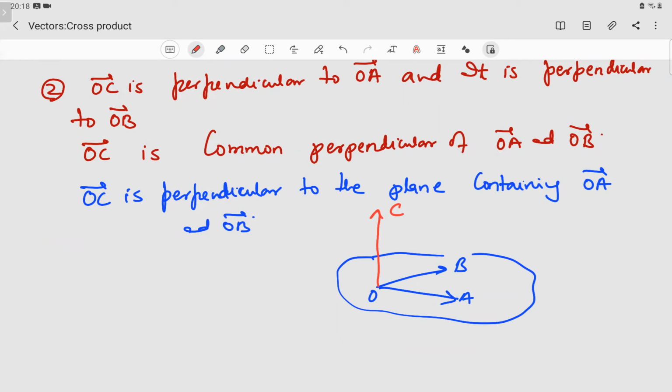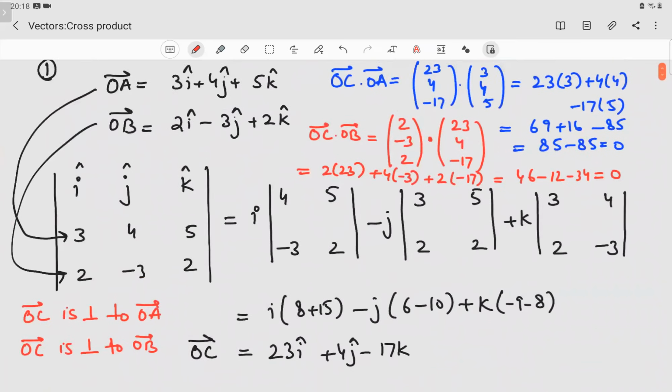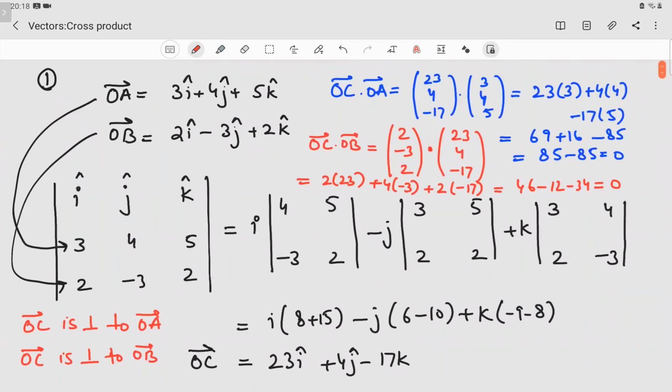OC is perpendicular to the plane containing OA and OB. So that means I have found a method by which I can find a common perpendicular, a perpendicular to the plane containing OA and OB.